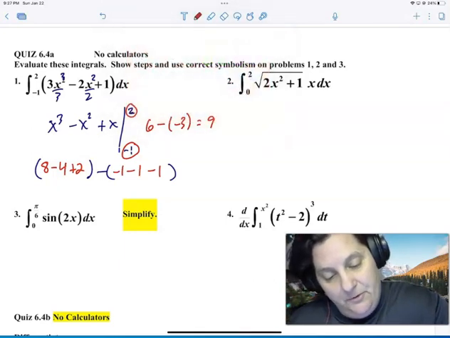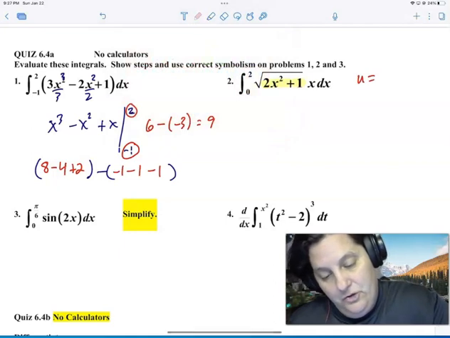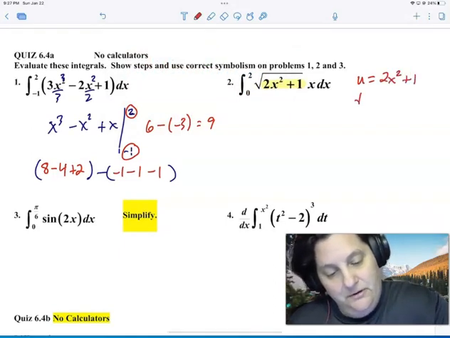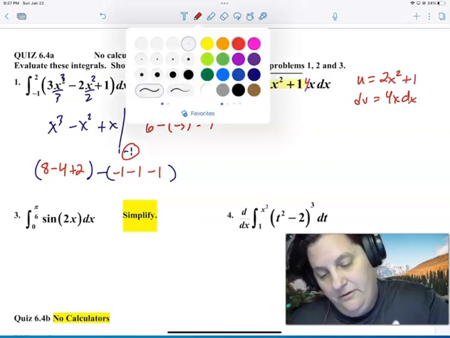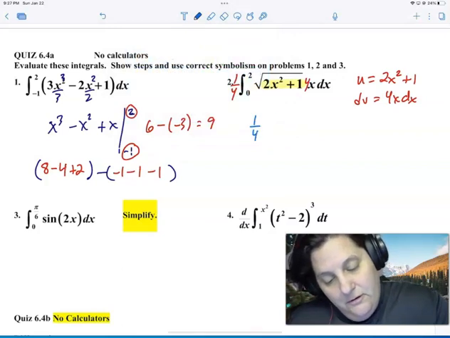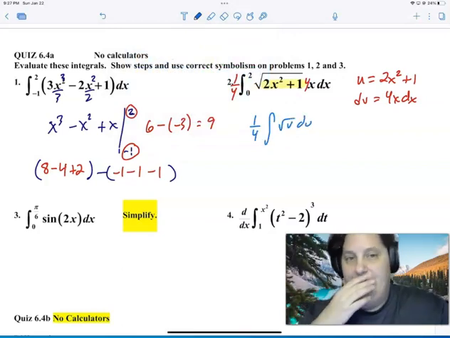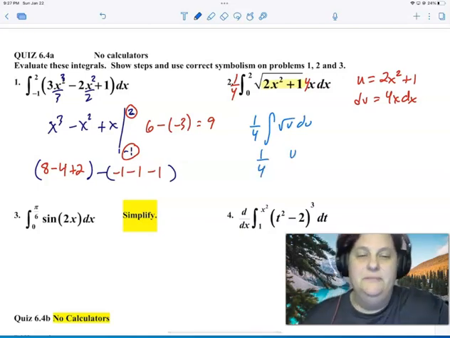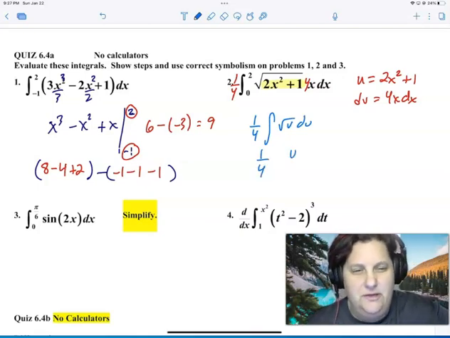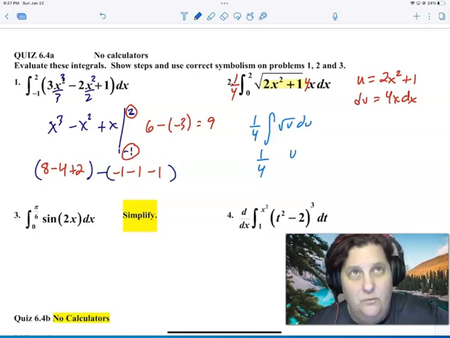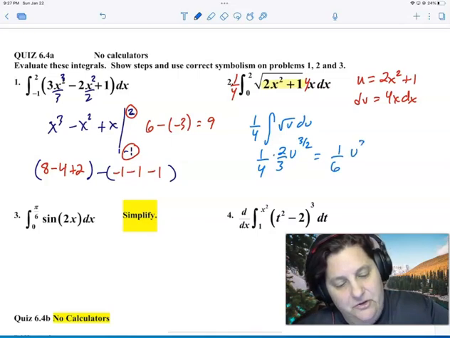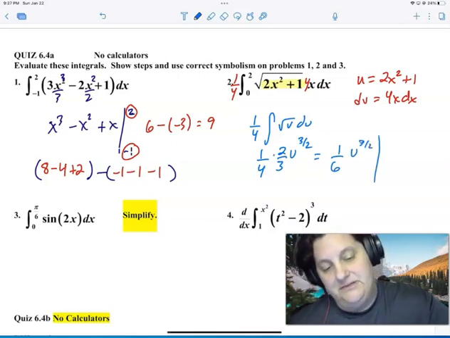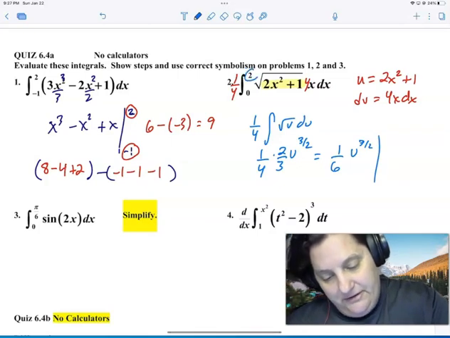Oh gosh, this is a u sub problem. U is 2x squared plus 1. Du is 4x dx, so 1/4. So that's square root u du. Now, to integrate square root u, I'm going to go u to the 1/2 plus 1, u to the 3/2, times 2/3. Now, I could simplify that to 1/6 u to the 3/2. And I could change that back into x's, but I actually think I'm just going to change my endpoints. I kind of like that better, right?